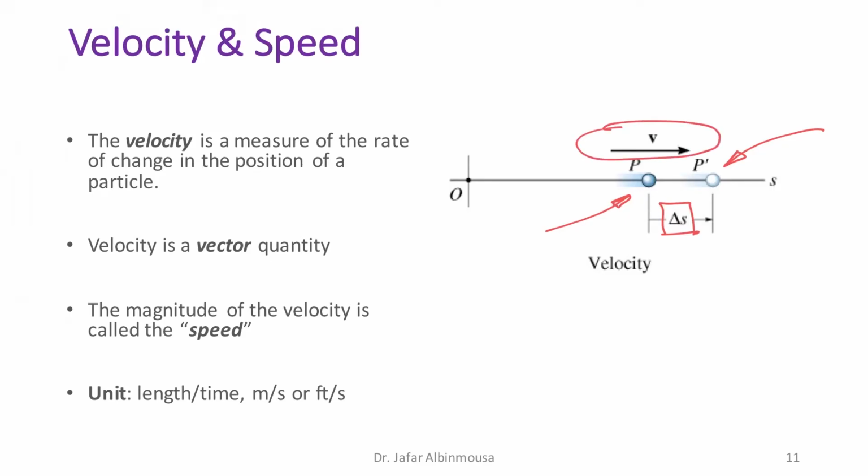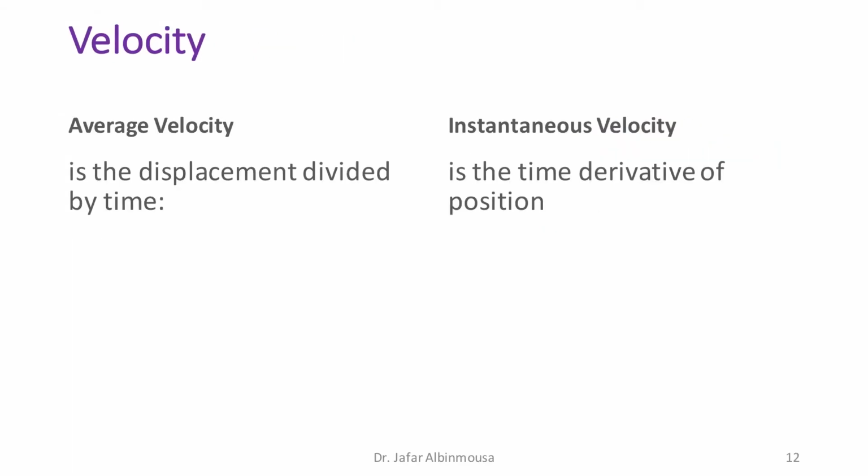what we are going to get is the velocity. Now, the velocity here is represented by this arrow, which is a vector, pointing in the direction of the displacement. So velocity is a vector. Its magnitude is known as the speed. Its unit is length per time, so it's meter per second, feet per second, or any other unit of length divided by unit of time.